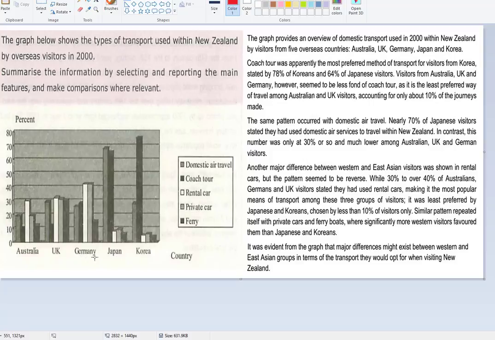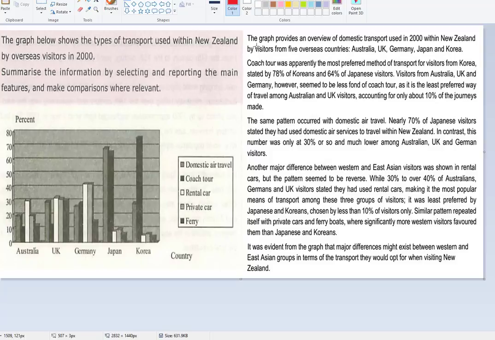Let's see. We have Australia, UK, Germany, Japan, Korea. Okay, so these are the origin of the visitors, how they travel: domestic, coach, rental, private car, ferry. So if I just look at this, I see white, white, white, and then here the white's very low, black's very high, coach tours quite high. So yeah, maybe Japanese and Korean people had the same preference, whereas generally people from Australia, UK, and Germany seem to have the same preference.